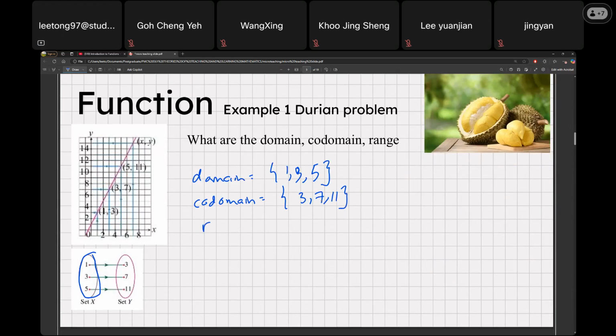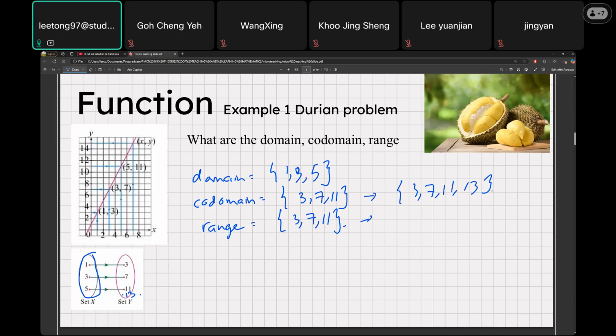Okay, in range, 3, 7. If we have another element here, 13, what will your codomain and range be? Your codomain will be 3, 7, 11, and 13. And your range, since 13 is not mapped, will still be the same.